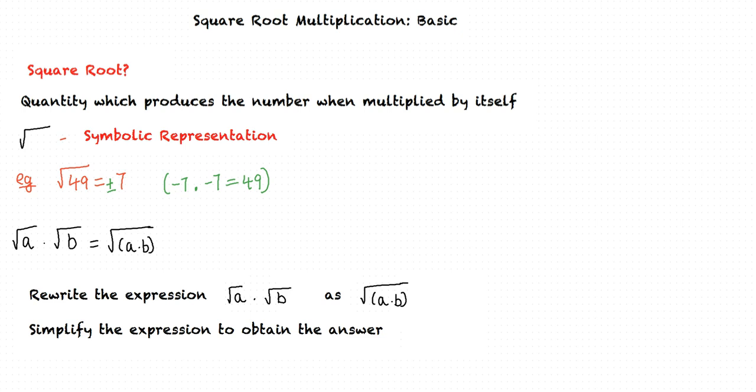Okay, can we do an example? Sure, let us consider an example. Let us say we are required to determine the product square root of 6 times square root of 8. We have the expression of the form square root of a times square root of b, and hence we can rewrite the expression as square root of a times b.